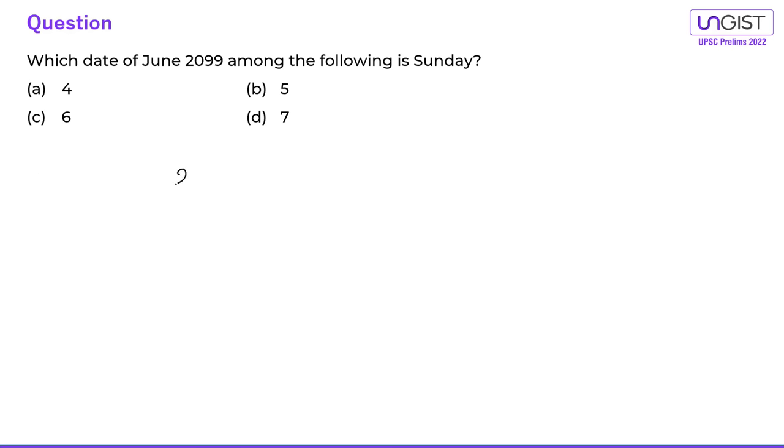So this is 2099, right? 2099 will be segregated as 2000 plus 98, plus we will traverse into the 99th year. In the 99th year we need to go up to June. So this is January, February, March, April, May, and June.